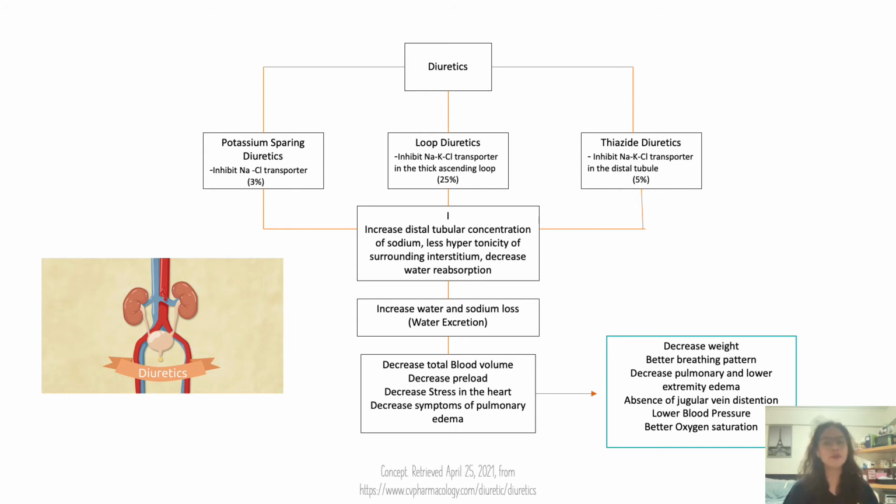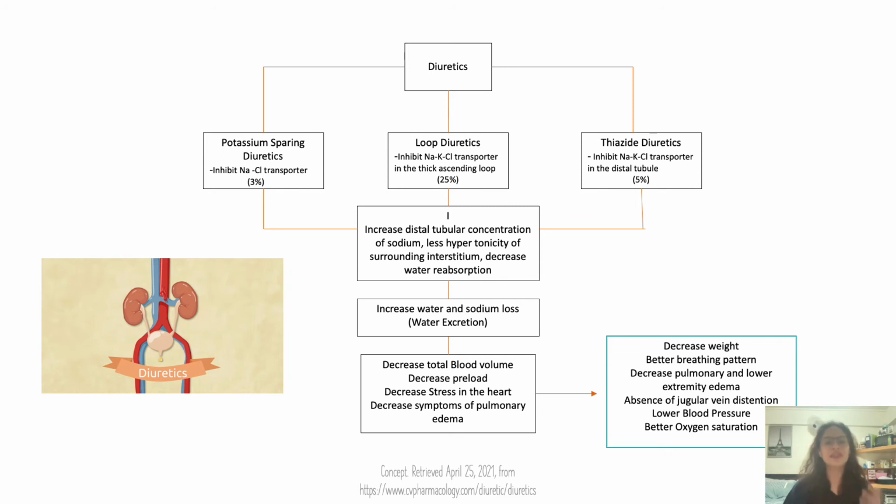Most use loop diuretics because they inhibit water reabsorption, but they are not that effective after a certain time. They can use these medications in conjunction with one another. So what they do is inhibit the said electrolytes from being reabsorbed from the body, which will lead to increased sodium and water excretion.